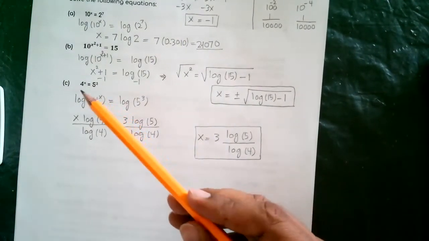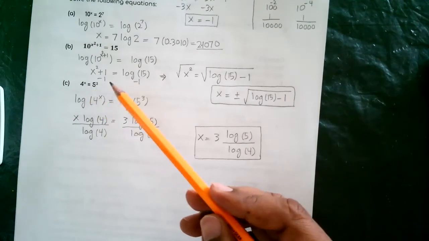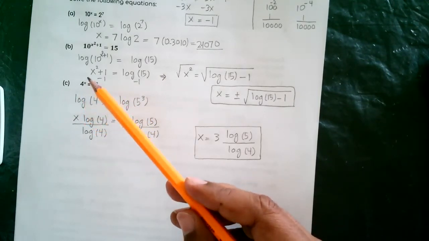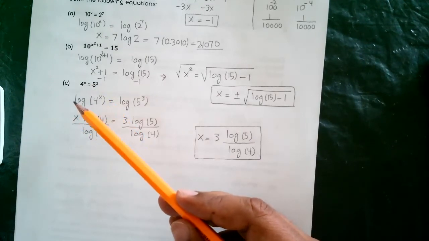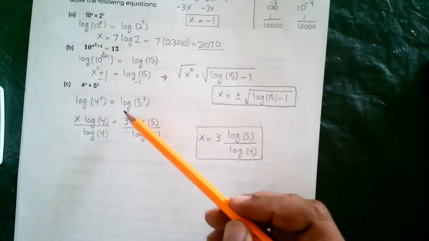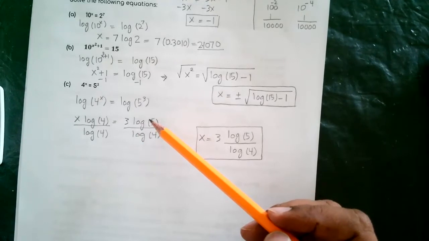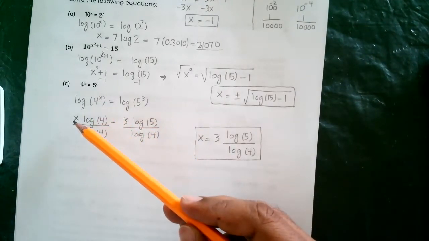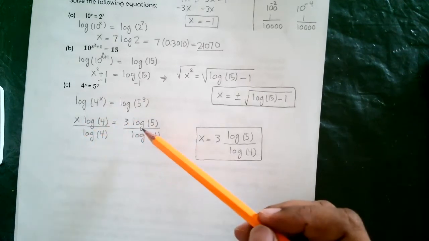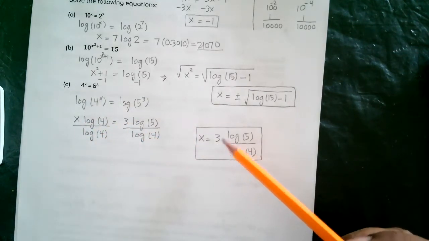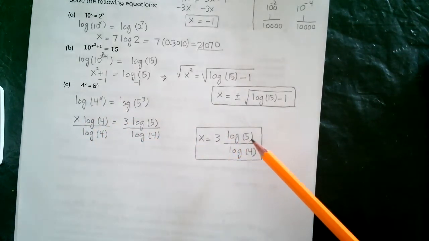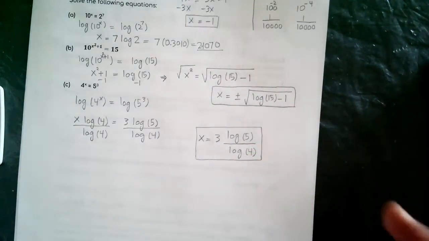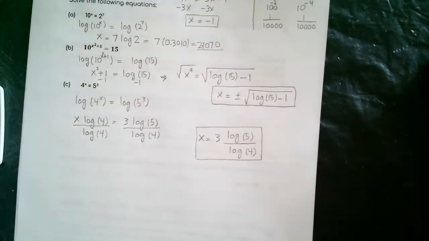So again, you had different bases. You had base 4 and base 5. You had different exponents. You took the log on both sides. X comes outside, you have log of 4. 3 comes outside, you have 3 log of 5. And then you divide both sides with log of 4 because you want to find what x is. So when you do that, x turns out to be 3 times log of 5 divided by log of 4. So this is your final answer, and this is how you do it.